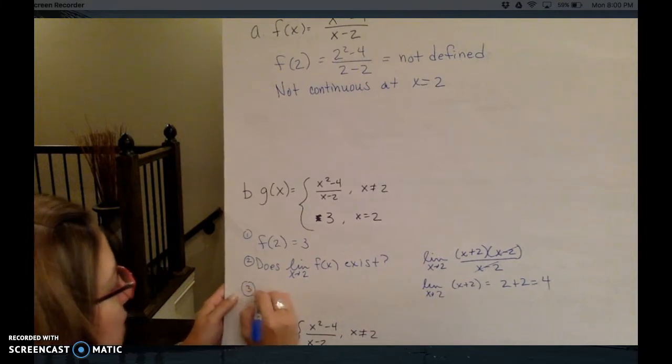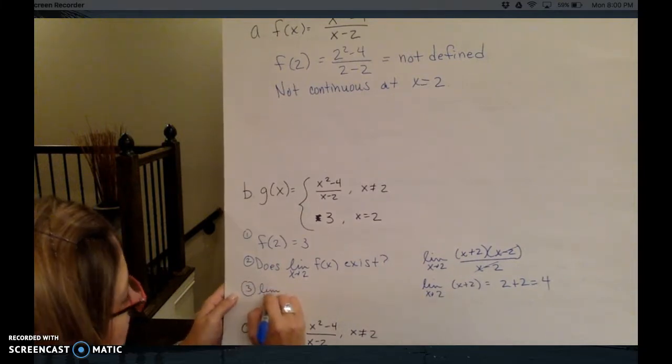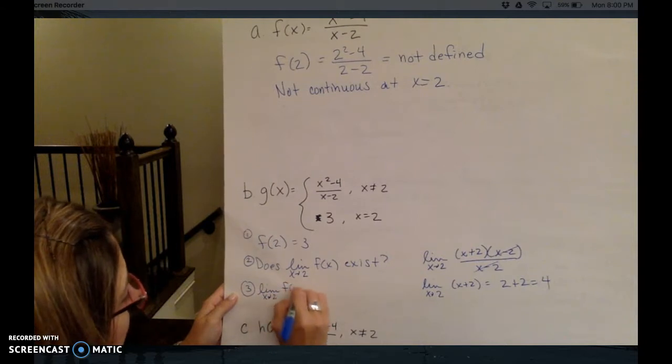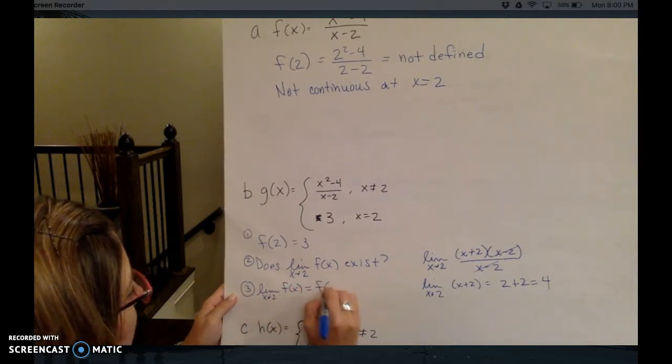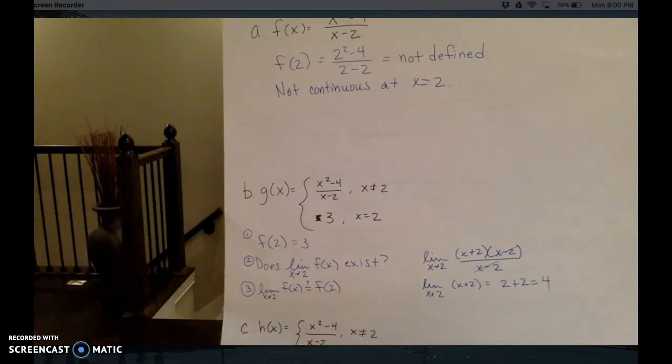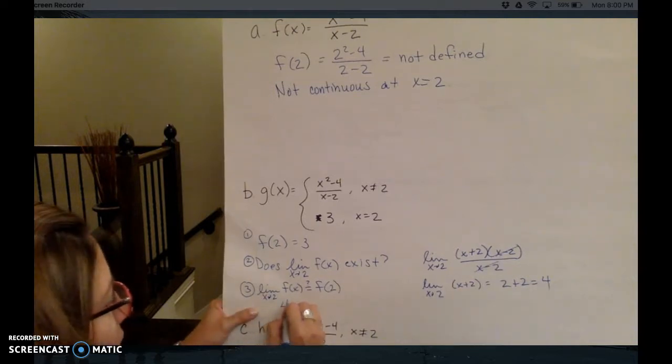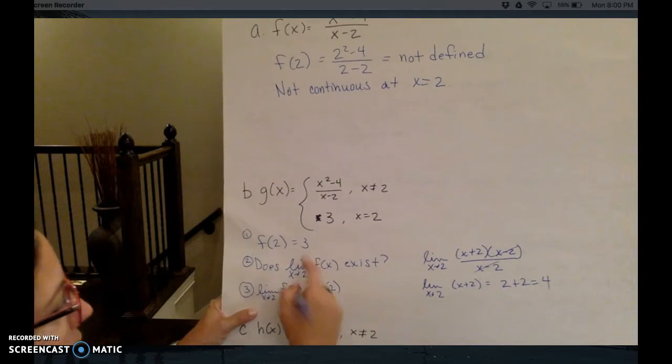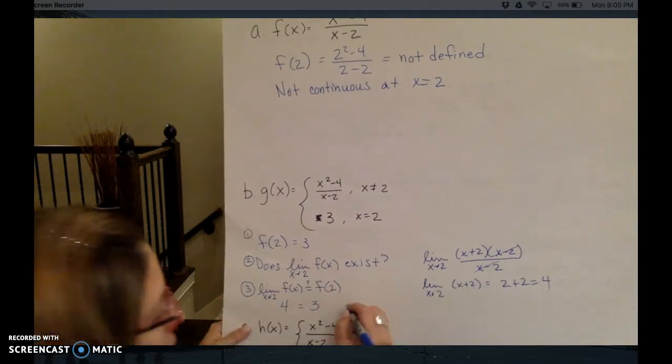Question number 3 says the limit as x approaches 2 of f of x needs to equal f of c, or f of 2 in this case. And I'm going to put a little question mark above that equal sign. Are they the same? Well, this limit, we found it, it's 4. Does 4 equal, we defined this, it was 3? No.